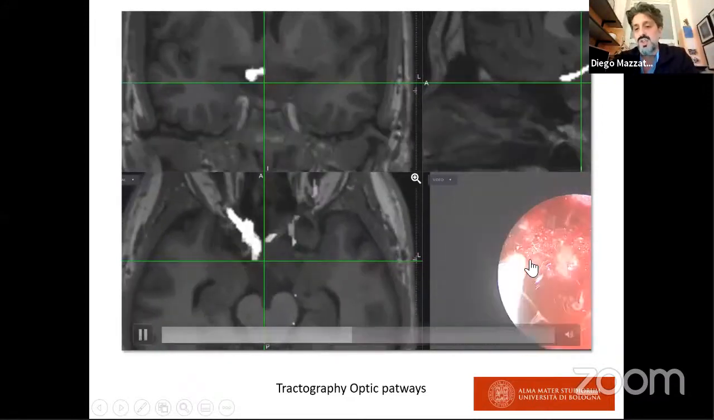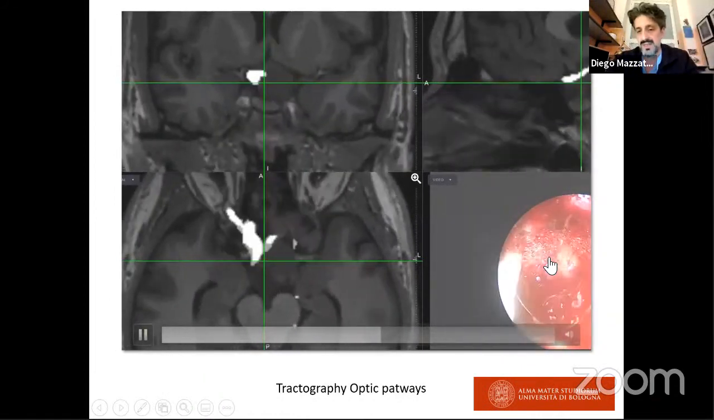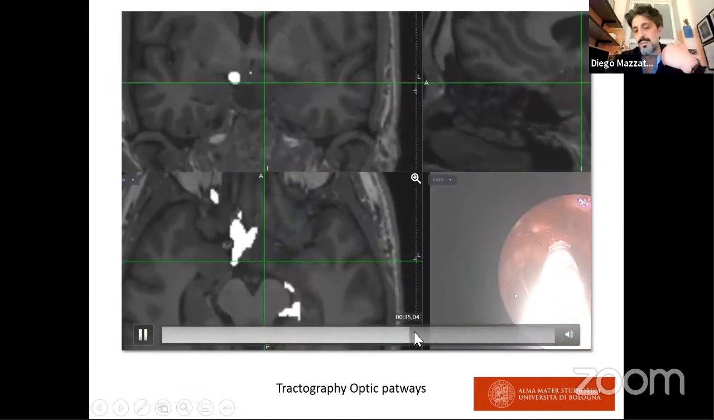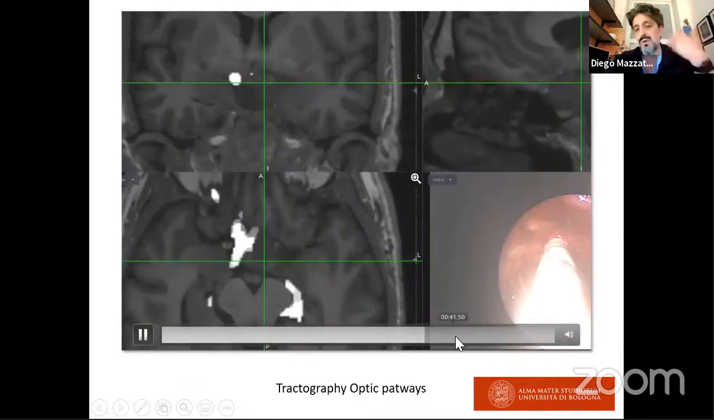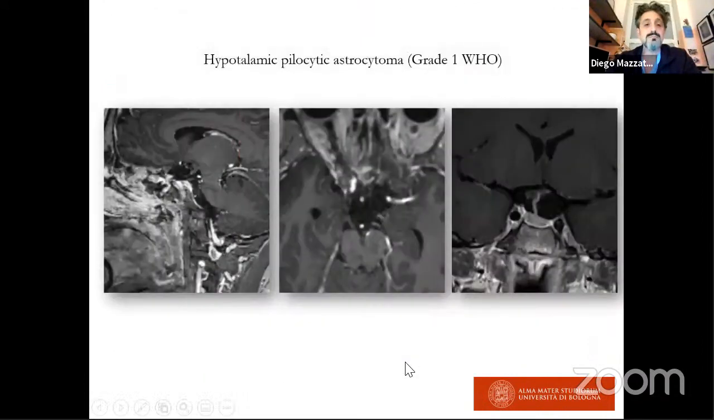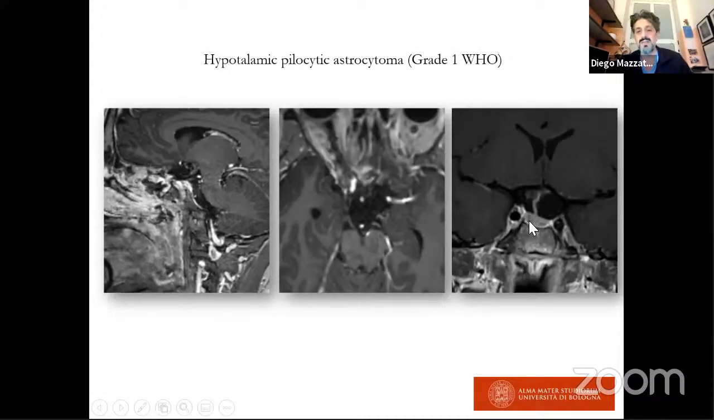When we check and integrate it with the intraoperative visualization, we can try to perform a gross total or larger tumor removal. This was the result post-operatively. The result was a pilocytic astrocytoma grade 1, and this was the early post-operative MRI.